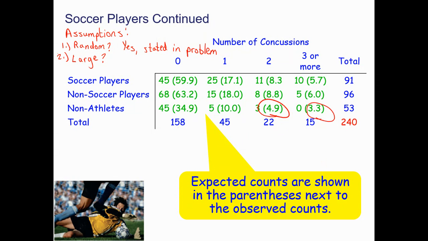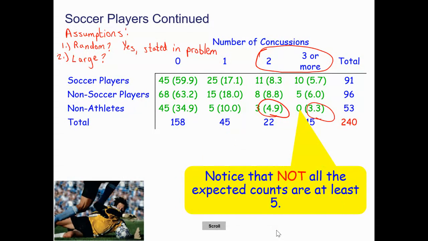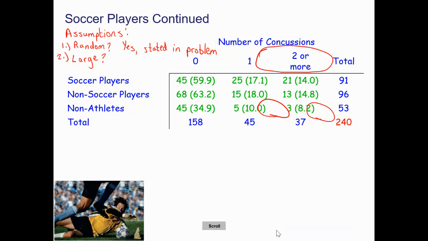So, what do y'all think would be a good solution to fix this? Combine rows or combine columns? Combine columns. Yep. Since we have one in each column, we can combine these two together and say 2 or more concussions and go that route. So let's do that. Boom, we combined them.